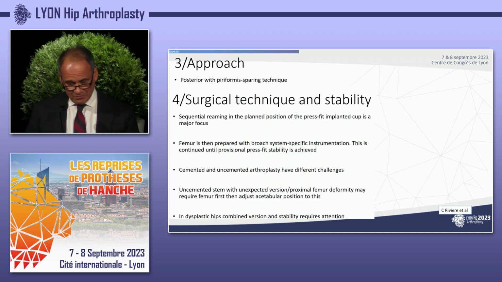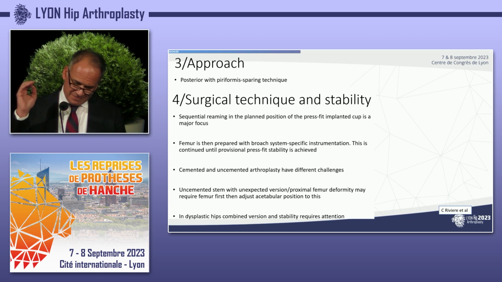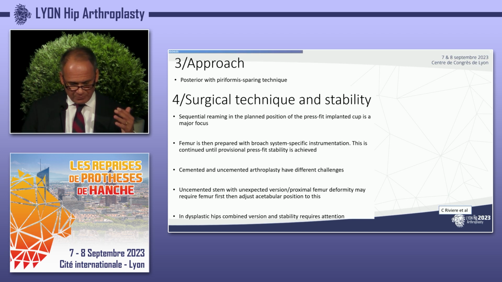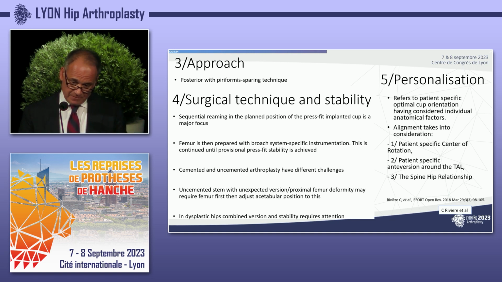Surgical technique, I start with the socket. However, if I'm dealing with a DDH or a deformed proximal femur and I'm going for an uncemented hip, I may start with the stem first, with the femur first, and then adjust my socket to have the expected combined version. When you're dealing with a cemented prosthesis, things may be easier because the cemented stems are more malleable and you can change version. It's not happening with the uncemented. So be aware of the deformity of the proximal femur.